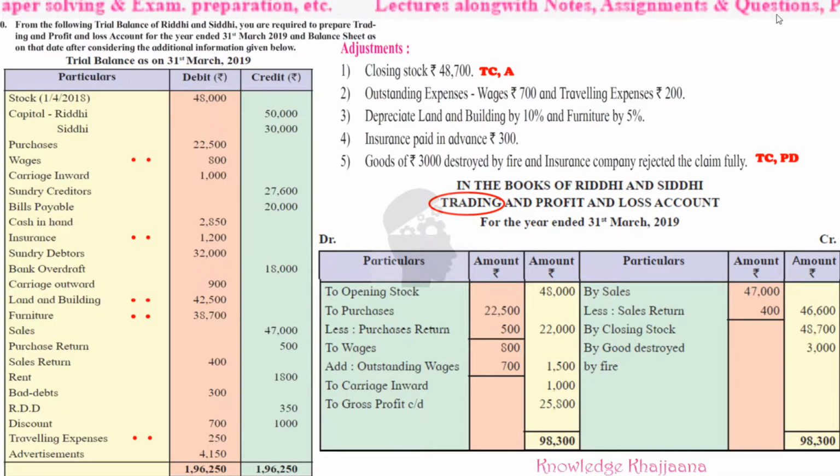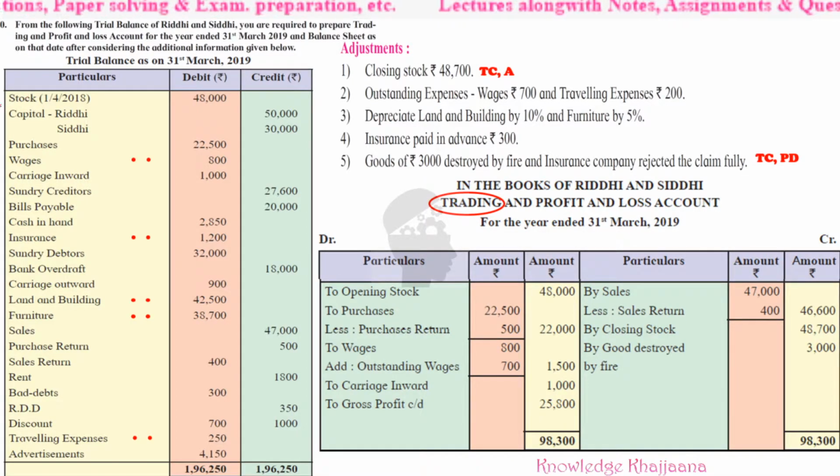See, as this is a solved problem, I will just explain it to you. From the following trial balance of Riddhi and Siddhi, you are required to prepare the trading and profit and loss account as well as the balance sheet. But on this page I have just shown you the trading account. Now let's move to the items one by one.